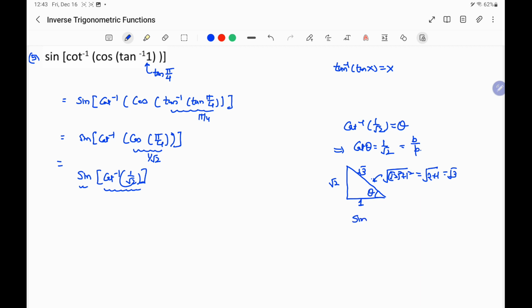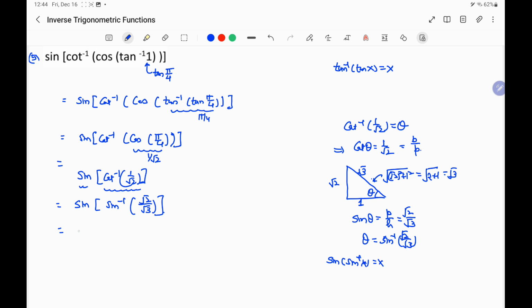So we can write that sine theta, which is perpendicular over hypotenuse, perpendicular is root 2, hypotenuse is root 3. Therefore theta will be equal to sine inverse of root 2 by root 3. So this cot inverse 1 by root 2 in terms of sine inverse can be written as sine of sine inverse root 2 by root 3. And using the formula that sine of sine inverse x is equal to x, we will have it is root 2 by root 3, or root 2 by 3. This is the answer.